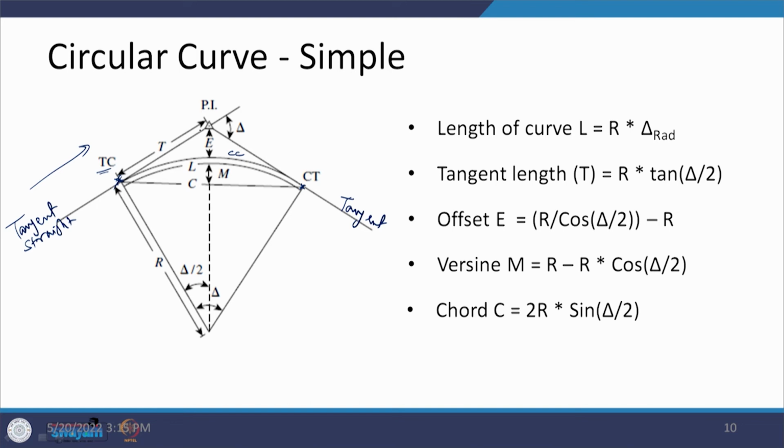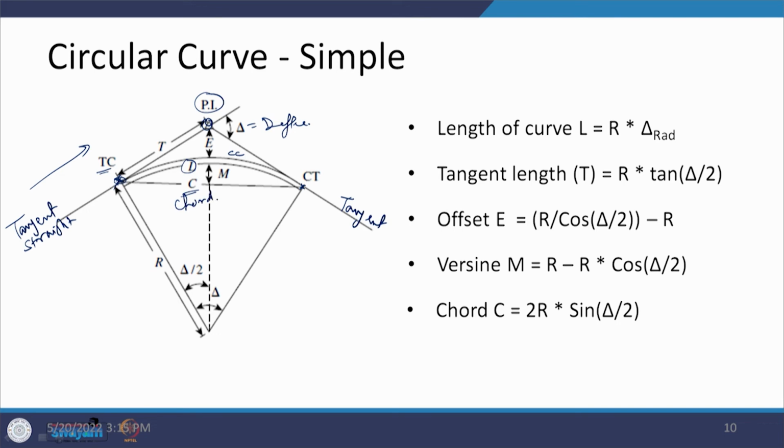Now, if both tangents are extended, then this is the point of intersection, which results in a deflection angle here as delta. From the point T c to C t, I have an arc which is defined as the length of the curve, and if we connect the points T c and C t straight, then this is defined as a chord. So, length and chords are also there.